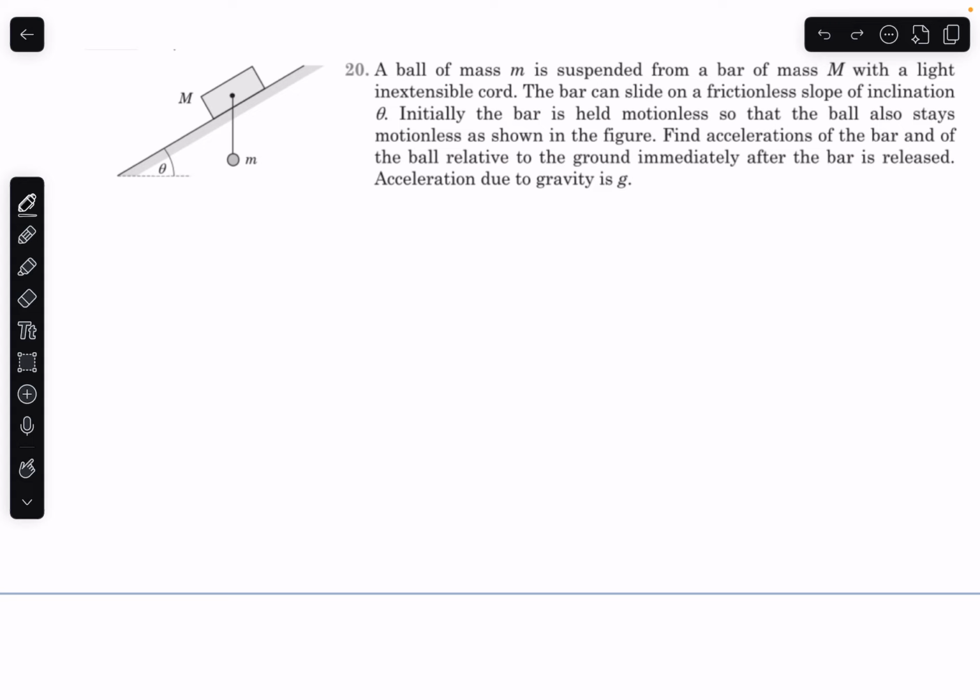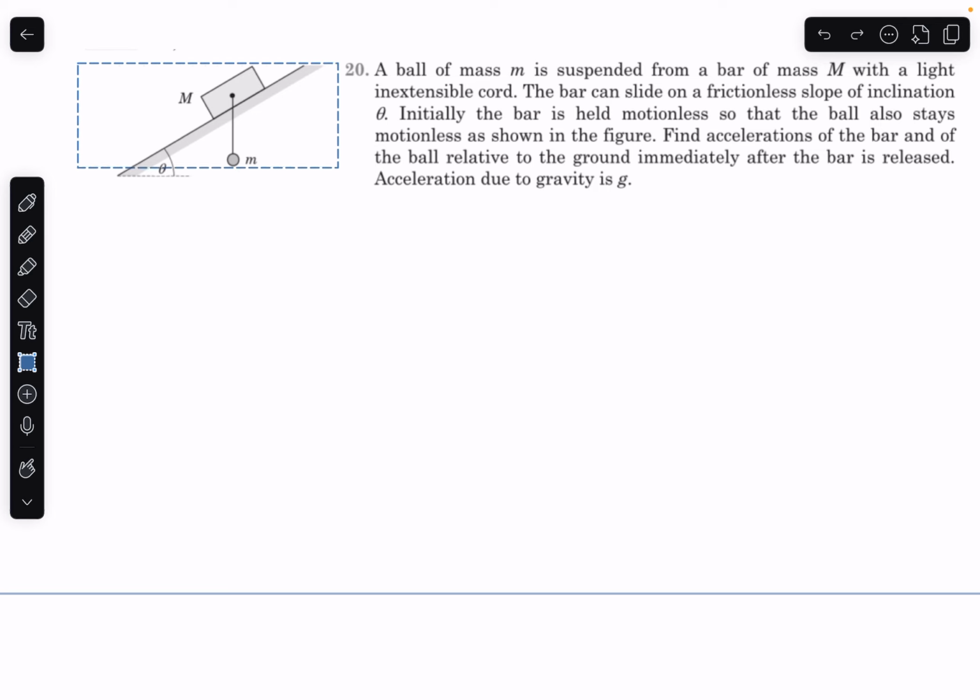Initially the bar is held motionless so that the ball also stays motionless, and then we have to find the acceleration of the bar and the ball relative to the ground in the ground frame, and we have to find these accelerations immediately after the bar is released. So the orientation will not change immediately after, so only the forces will act. Initial velocities can be taken as 0. Acceleration due to gravity is g.